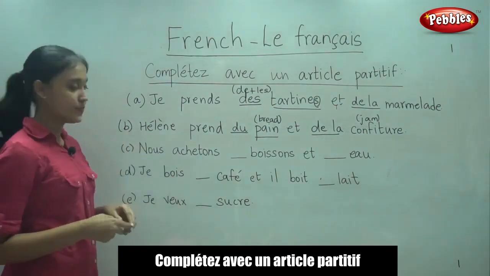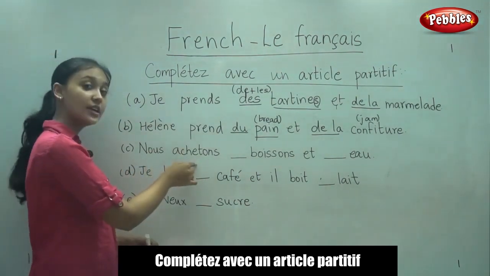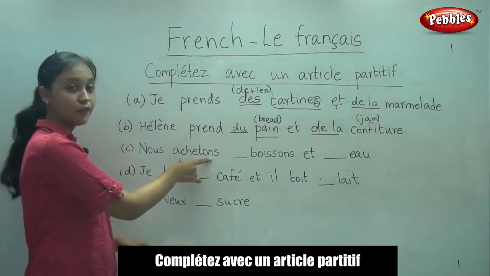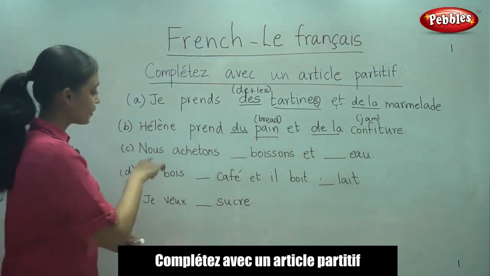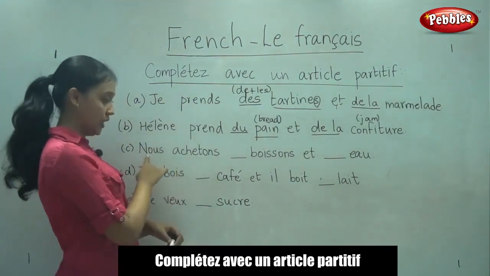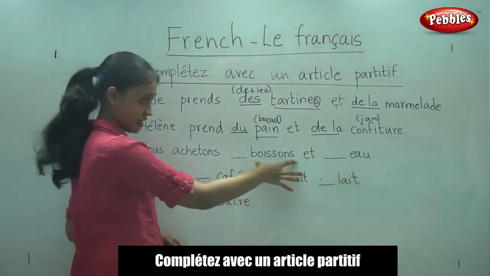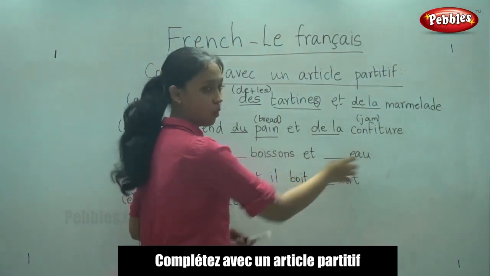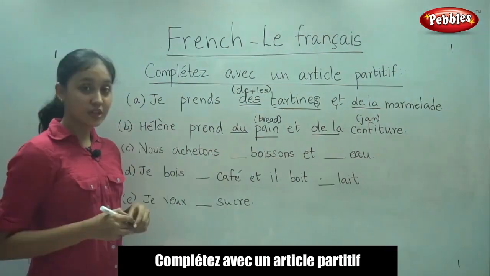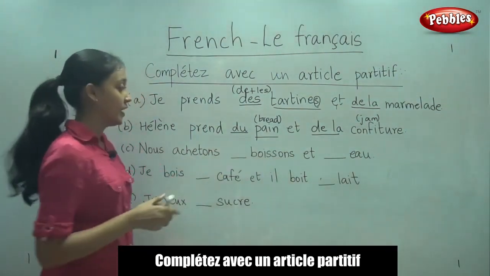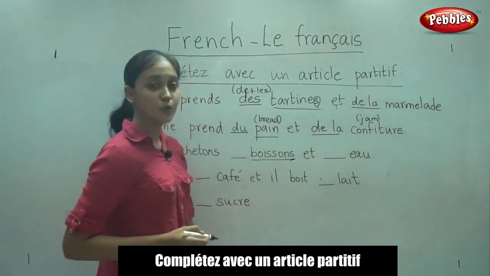The third sentence. "Nous achetons." So do you remember this verb, achetons? It is the conjugated form of the verb acheter. Acheter means to buy. Nous achetons. We buy dash boissons. Boisson means drink. Dash eau. Eau is water. Now, what is the noun we have to consider here? Boissons. Now, when you consider this noun, we can see that it is in the plural form.